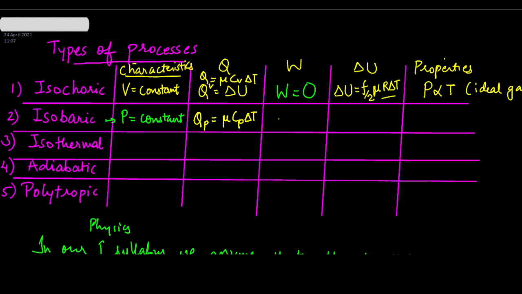Okay, W. What is W for isobaric process? W equal to P delta V. W equal to P delta V. And what is delta U? Same, right? Delta U is same. Clear?